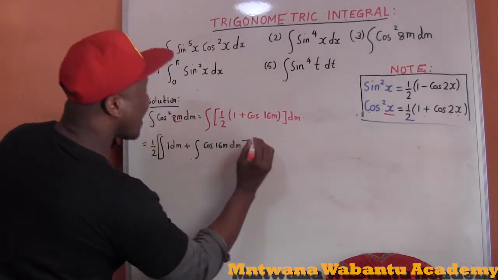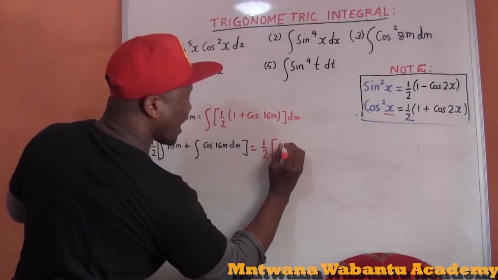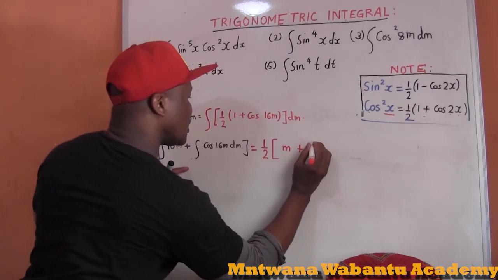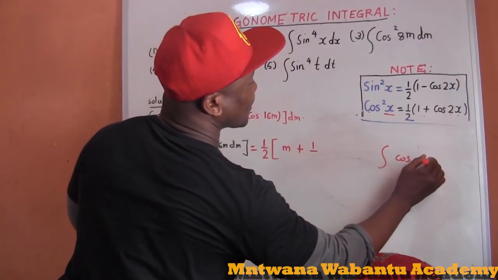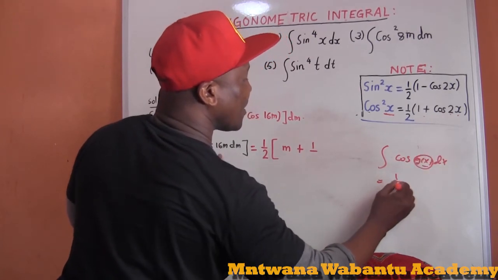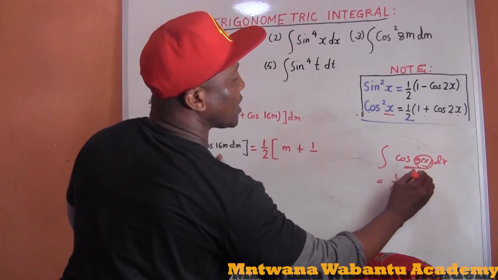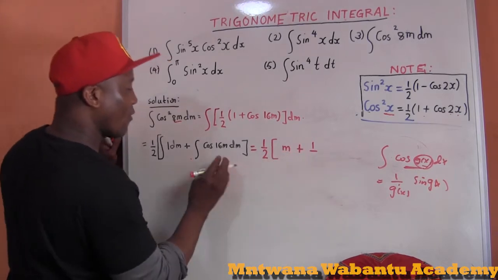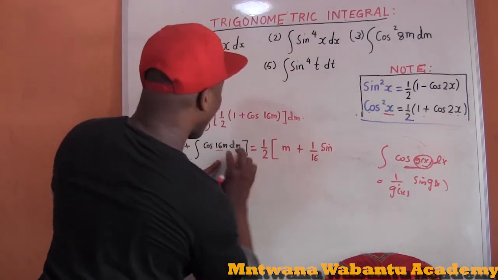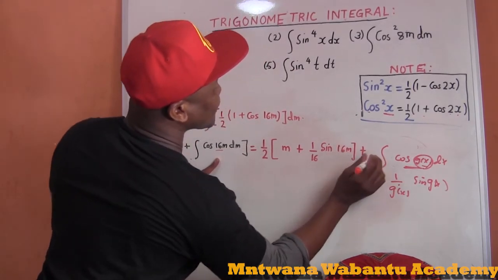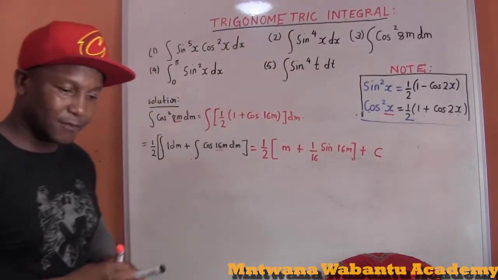So we got a half. When you integrate dm, you get m, and then plus this one here: whenever you integrate a trigonometric integral like cos of g of x dx, you say 1 over the derivative, and when you integrate cos of a function, you get sine of exactly the same function. So 1 over the derivative of 16m, which is 16, and sine of exactly your function, which is 16m. Plus c. Why plus c? We don't have a limit, so just plus constant c.